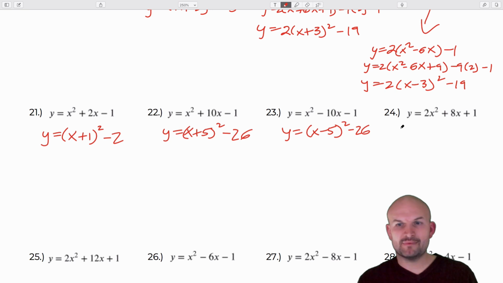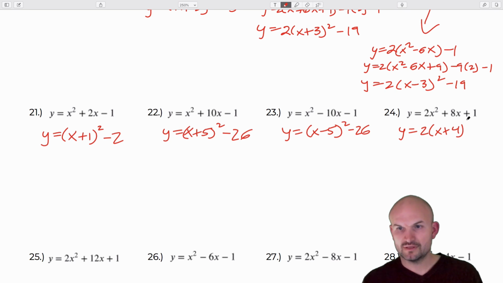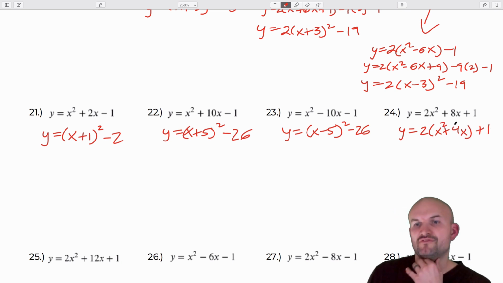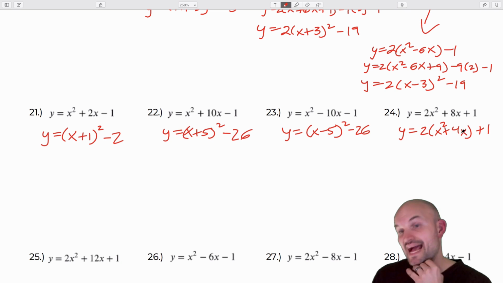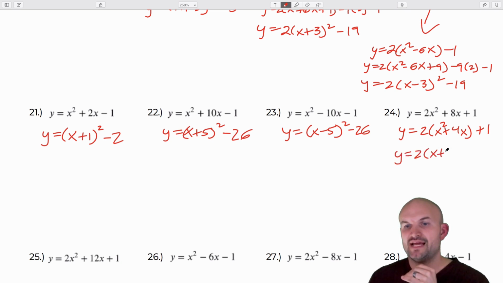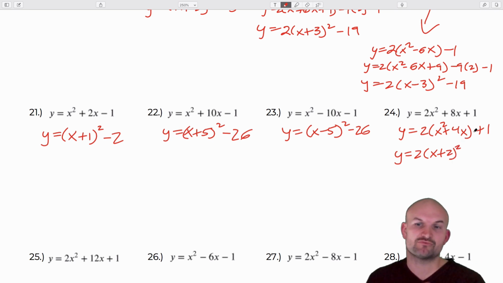Over here, I'm going to want to factor out the 2 first before I look at this. So this would be x squared plus 4x. Okay, so therefore, that's going to be x plus 2, quantity squared. And then if I added a 2, I'm going to have to subtract a 2. Multiply that by 2, that's going to be a negative 4. Plus 1 is a negative 3.